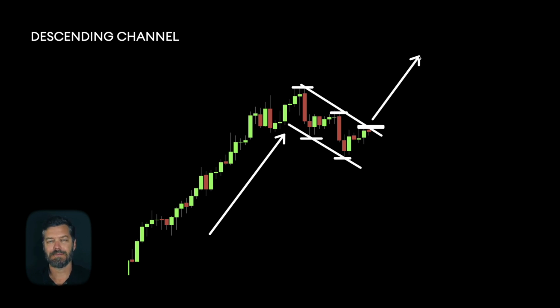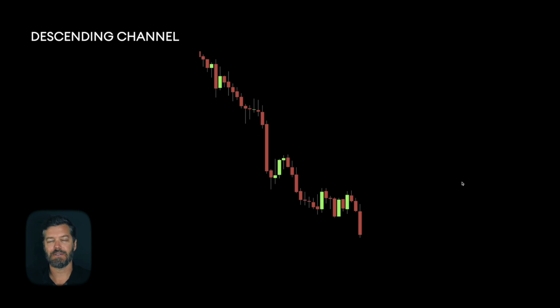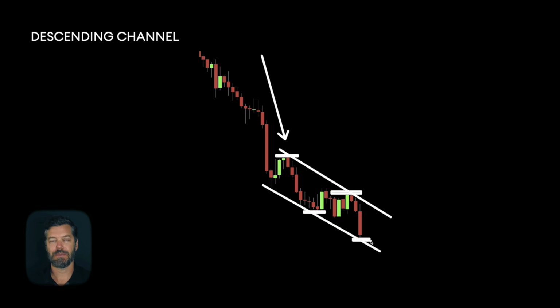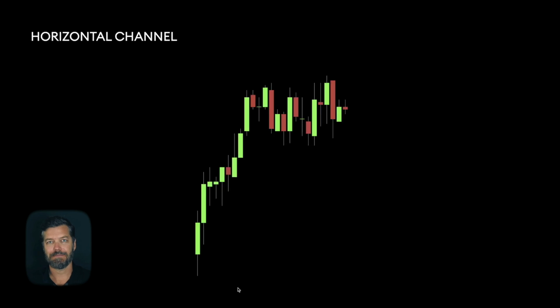In a bearish descending channel, the price begins in a downtrend, and the channel formation confirms that the downward momentum is still in place. Lower highs and lower lows indicate that sellers remain in control, and traders may look for opportunities to short the market, especially when the price breaks below the lower trend line.